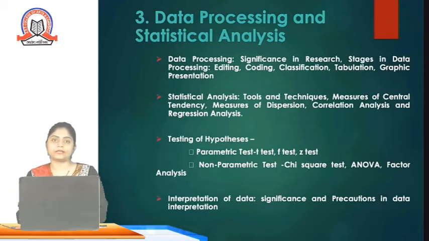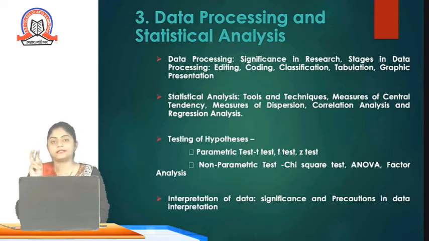The third unit is data processing and statistical analysis. Once the data has been collected, the researcher need not present it as it is. The researcher needs to go for processing. And for processing the data, it involves 5 stages or 5 steps. Number 1, editing. The data which we have collected, we need to edit that data. Maybe field editing or central editing. Second is coding. We need to convert that data into codes, into numbers, alphabets or alphanumerics, etc.